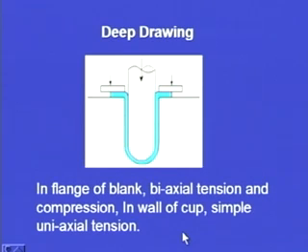So, we can see the state of stress depends upon the final shape of the product that we are making. In certain sections the state of stress will be different from other sections. In deep drawing, in the flange of the blank biaxial tension and compression is present, and in the wall of the cup simple uniaxial tension is present. So, deep drawing is another metal forming operation which is used to convert a sheet metal into the desired shape of the final product.